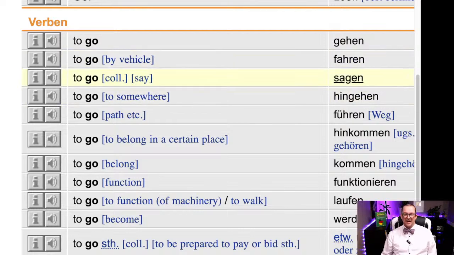So we have sagen as the answer here, and that's because so I goes to my landlady and I says whatever. That's go in English slang. To go somewhere is hingehen, to go there. To go on a path, that is like, where does this path go? That's that version, which uses the verb führen. Anyway, the reason I like this is because it breaks it down into verbs first and gives you a list of verbs, but also gives you in parentheses context in which you would use each of these things.